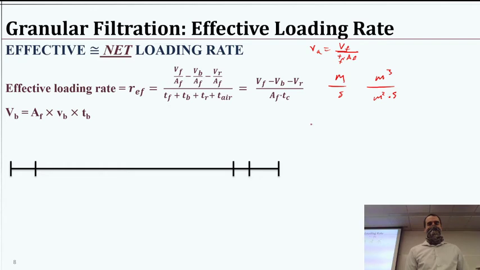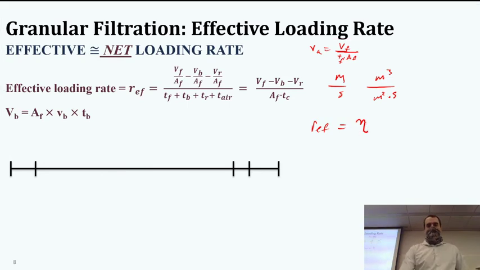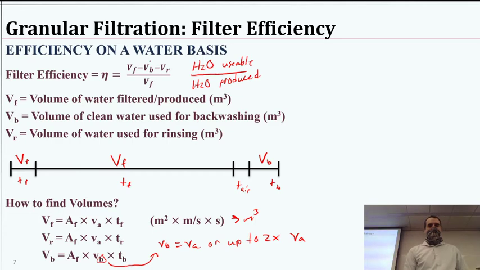We would be tempted to say that the REF is equal to this filter efficiency, which, by the way, is a fraction, right? If we go back to look at it, that's a volume per volume, that's going to give us a ratio, like 0.96 or something, if it was 96% efficient. So if nu equals 0.96, then that's 96% efficient. So that's how we use our nu value.